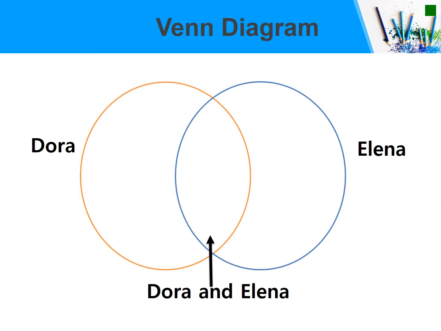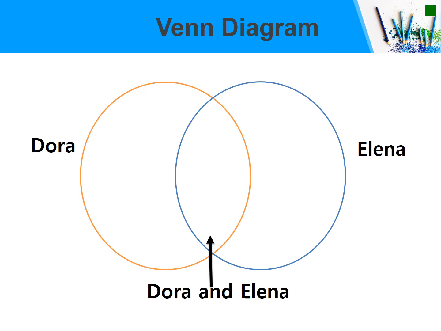This is called a Venn diagram. How do we draw a Venn diagram? First, you draw a circle. Here, like in orange, the orange circle.